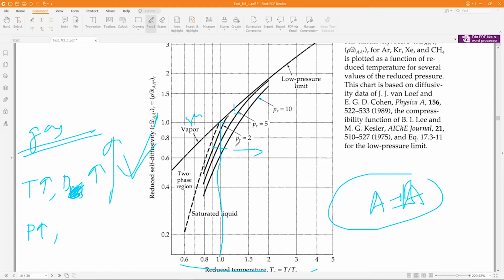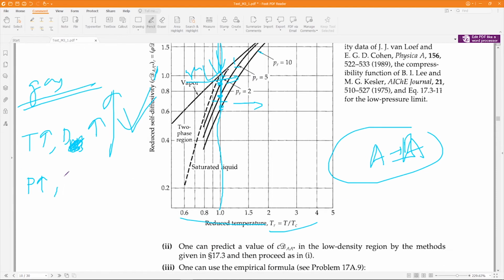Here you can observe that this line is of higher pressure, reduced pressure of 10, so highest pressure. What is happening if you increase the pressure? This pressure is increasing in this direction, right? So as you increase the pressure, you can see at constant temperature, the diffusivity is decreasing for gases. If you increase the pressure, there will be more collisions, more resistance to the molecules' movement. So there will be lesser diffusivity.